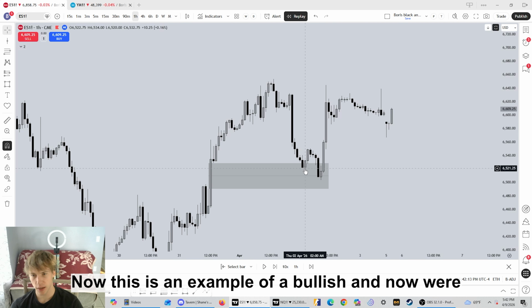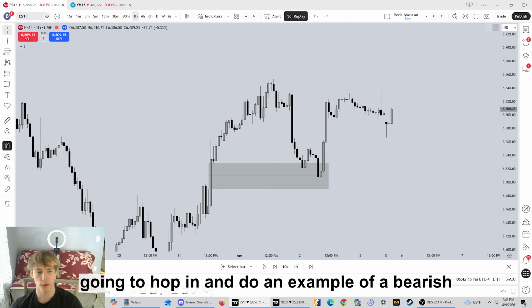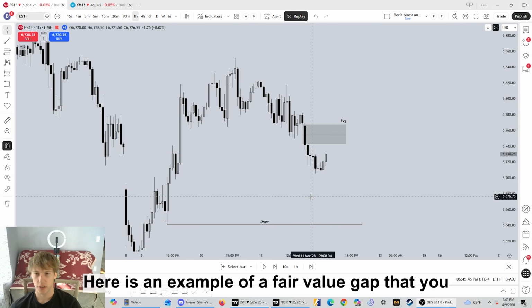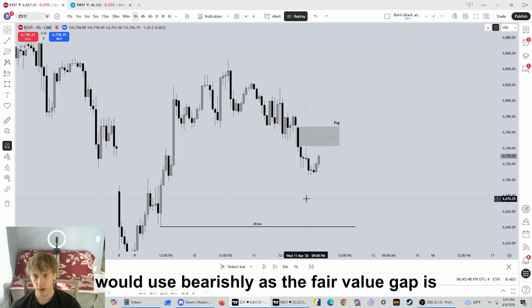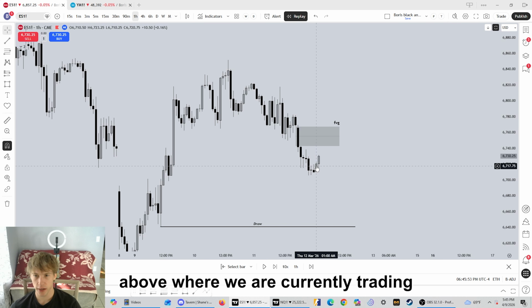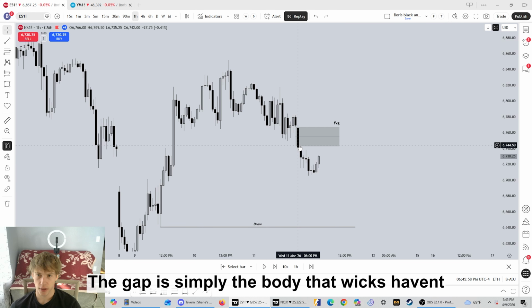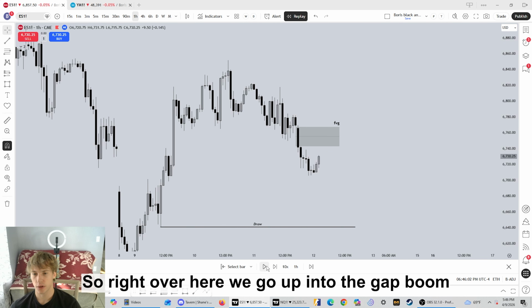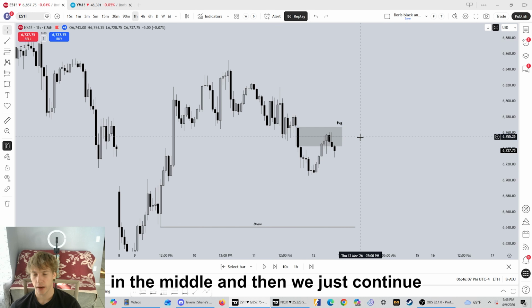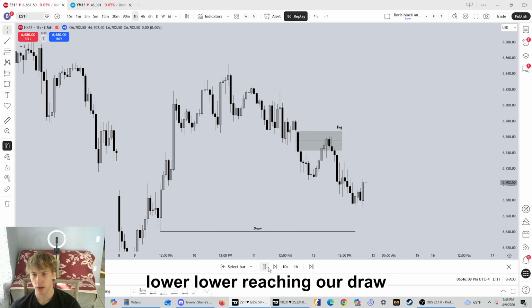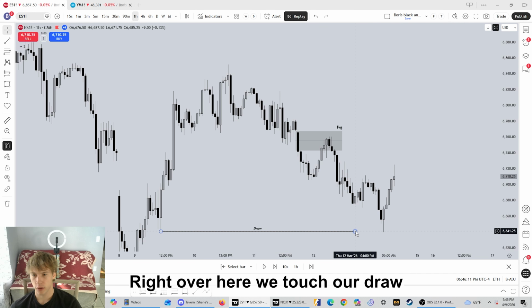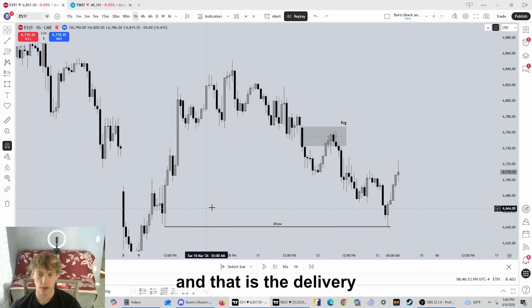Now this is an example of a bullish, and now we're going to hop in and do an example of a bearish. Here is an example of a fair value gap that you would use bearishly, as the fair value gap is above where we are currently trading, and we want to see price go into it and come lower. The gap is simply the body and wicks that haven't gone through. So right over here we go up into the gap, boom, in the middle, and then we just continue lower, reaching our draw. Right over here we touch our draw, and that is the delivery.